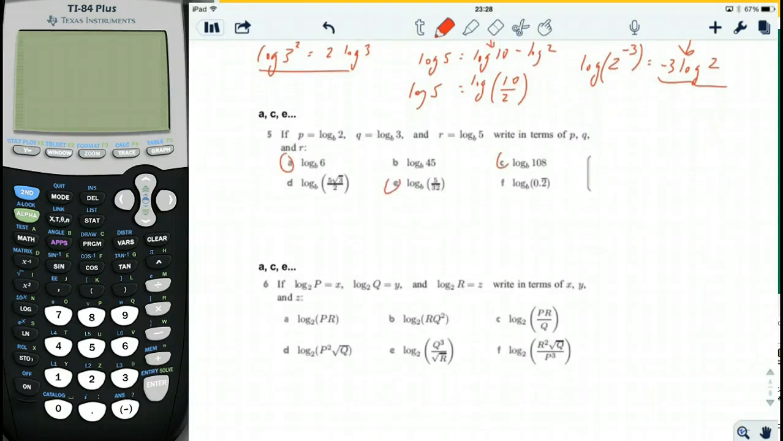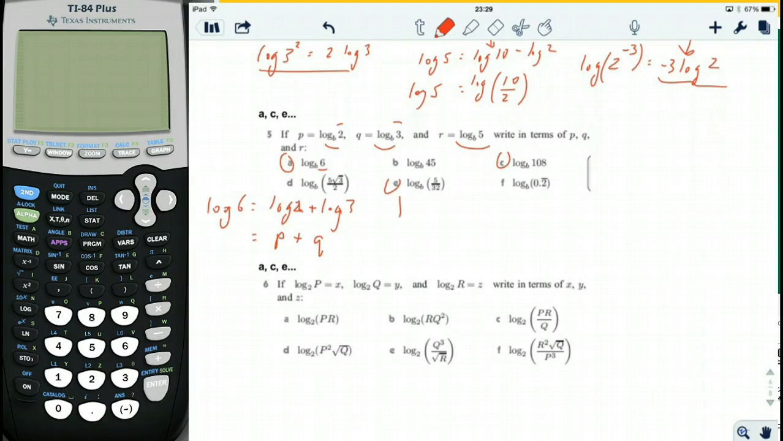Okay, we're doing AC of this one. If P is log base B of 2, and Q is log base B of 3, and R is log base B of 5, write in terms of P, Q, and R. Log base B of 6. Okay, so 6 looks like it would be 2 times 3, so we're probably going to use that somehow. So log of 6 is equal to log of 2 plus log of 3, right? Okay, so that's equal to P plus Q.